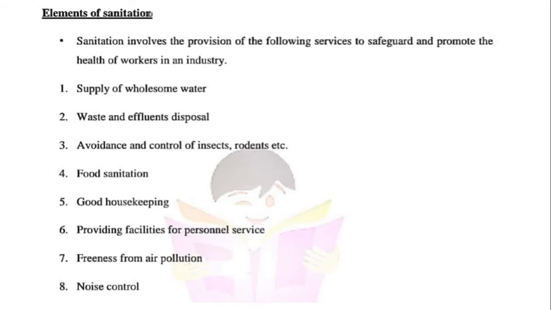That is very important. After that, the second one is waste and effluents disposal, I mean the disposal of waste. Industrial waste is a residue or piece of raw material, a byproduct of the manufacturing process. It is produced by the industrial establishment and plant personnel. This is a very, very important thing which we are going to understand.